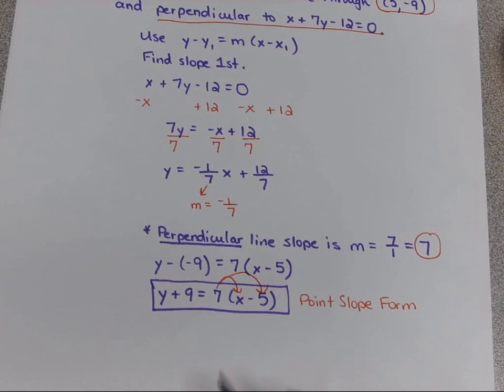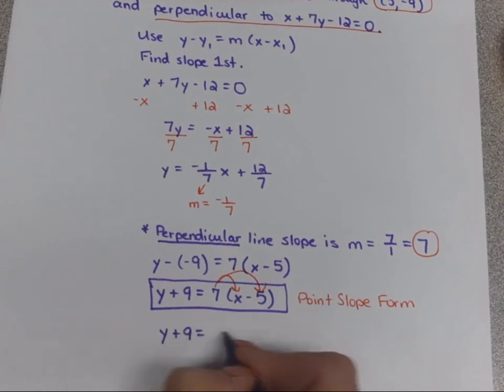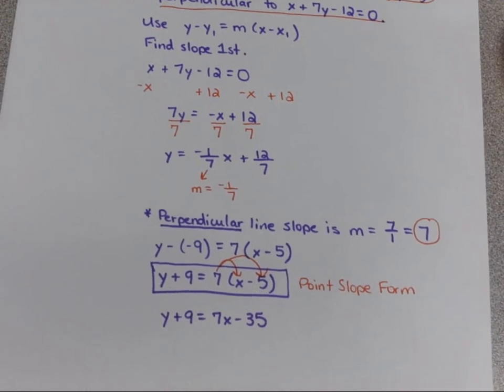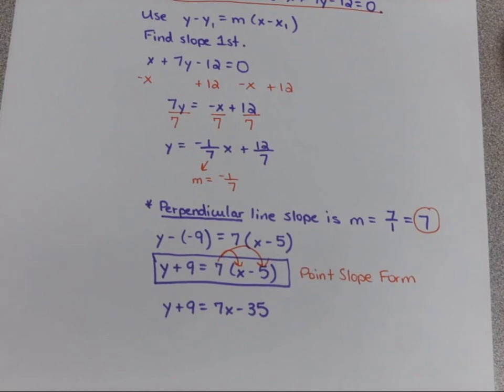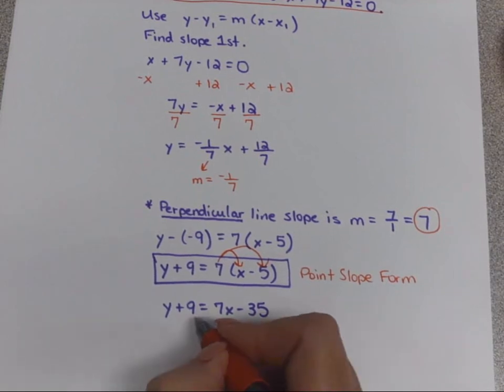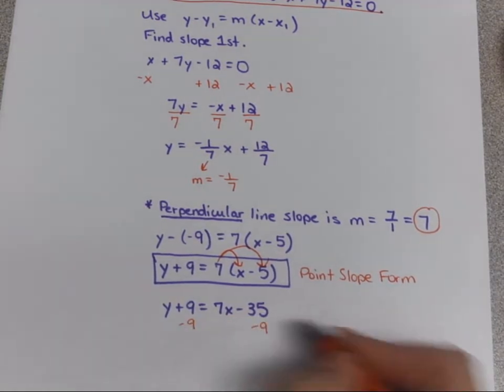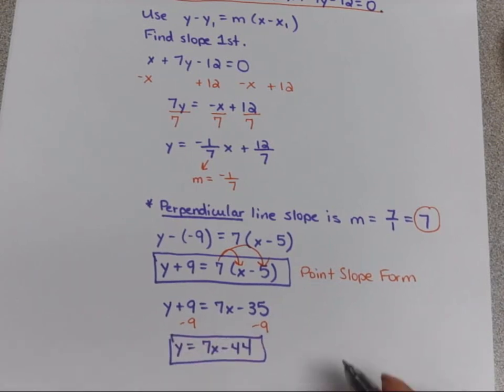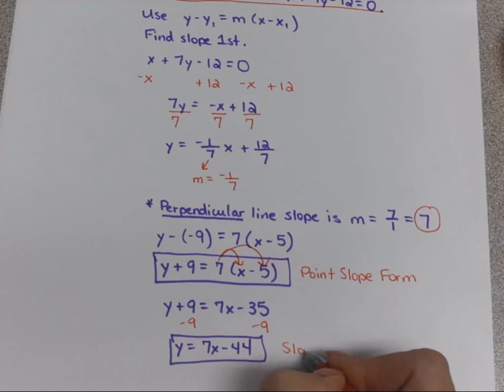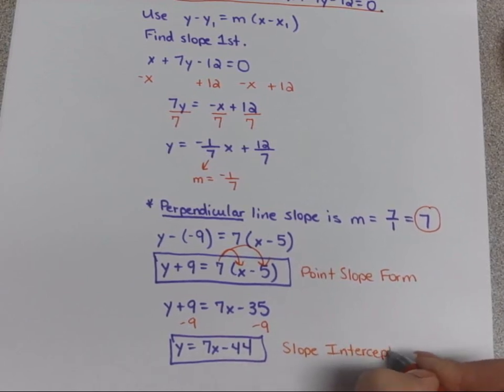So distribute the 7. So we get y + 9 = 7x - 35. And then what's the last final step? I want y equals, so what needs to go? The 9, right? So I'll subtract the 9. So I end up getting y = 7x - 44. So same line equation, just different formats. So this would be the slope-intercept form of the same exact line.